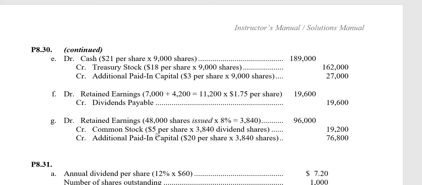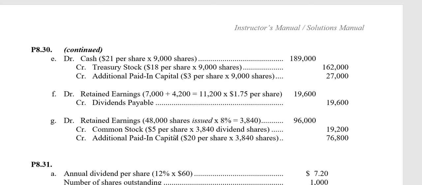Now that 3,840 times the par value is going to be credited for common stock. And then any excess for that is going to go into additional paid-in capital. So this up here is $25 per share, the 96,000. This is $5 per share in common stock. And this is the $20 per share in additional paid-in capital. And that way the debits equal the credits.